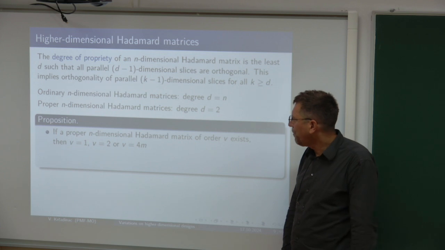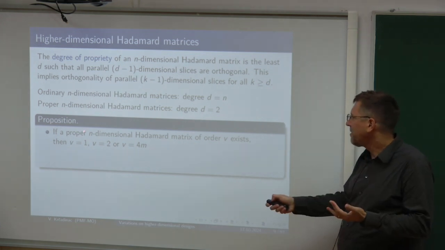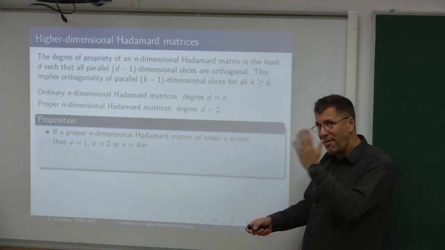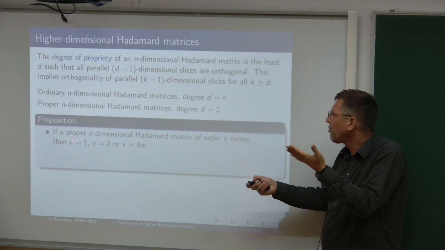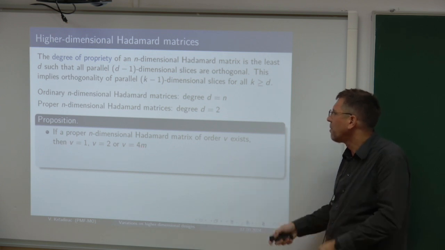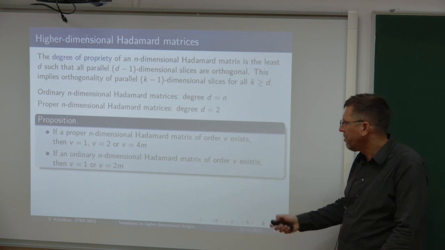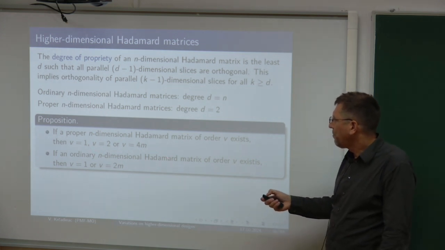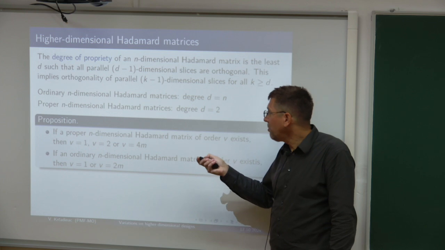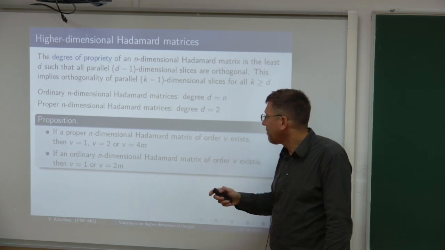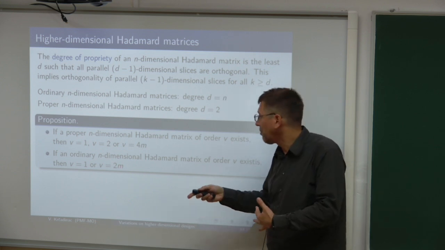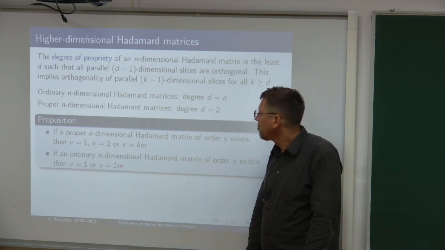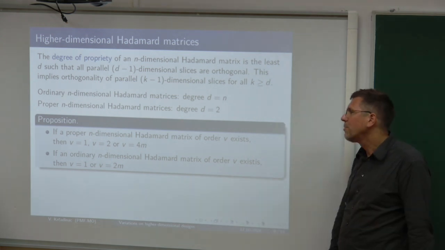Schlichter also proved that if you have a proper n-dimensional Hadamard matrix and you take a slice, it's going to be an ordinary Hadamard matrix, dimension 2. And then, of course, the order must be 1, 2, or divisible by 4. However, for an ordinary n-dimensional matrix of dimension at least 3, you cannot prove that the order has to be divisible by 4. You can just prove that it's either 1 or even. And I will show you examples where it really isn't divisible by 4. So they could exist also, let's say, for order 6 from dimensions 3 up.